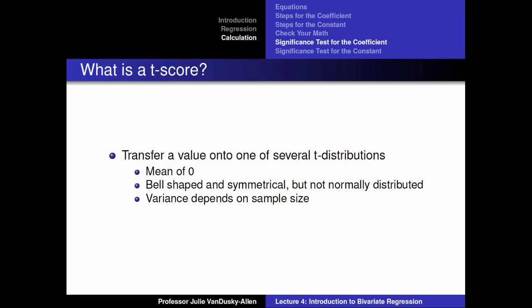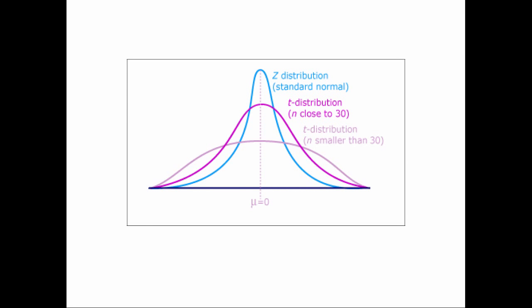T-distributions have a mean of 0. They are also bell-shaped and symmetrical, but are not normally distributed. Instead, their variance depends on the sample size. This image shows you how a t-distribution takes into account sample size. Here is a z-distribution in blue, which is normally distributed and has thousands of observations. As you can see, there is little variance in this distribution as observations are close to the mean. But as you can see with the t-distributions, there's a lot more variance as the number of observations decreases. As the number of observations decreases from 30 (purple) to less than 30 (pink), the t-distribution gets flatter.